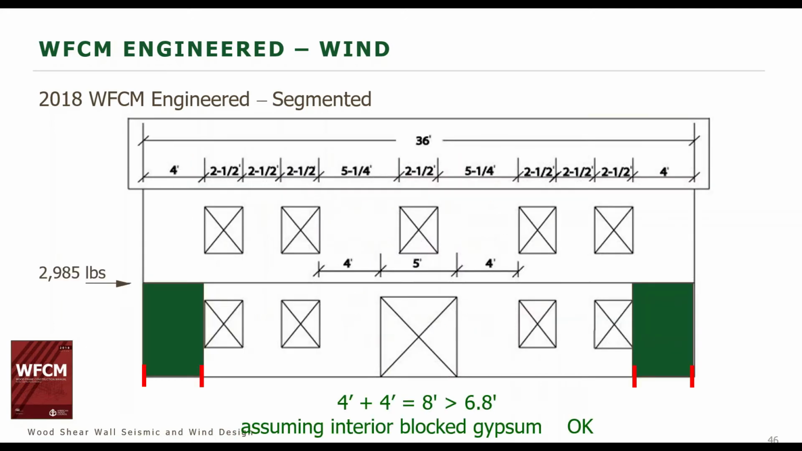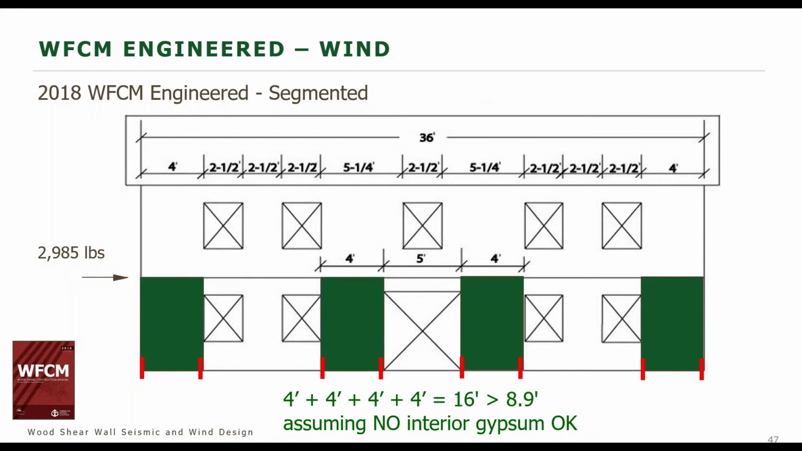So if we sharpen our pencils and do a little bit of number crunching, we see for the wall with the interior block gypsum, we only need 2 full height segments on the ends here rather than the 4 that we had applied before. For the design with no interior gypsum, again, we could apply just 1 full height segment and meet the requirements, but for ease of construction, we'll probably just do the 4 full height segments there.